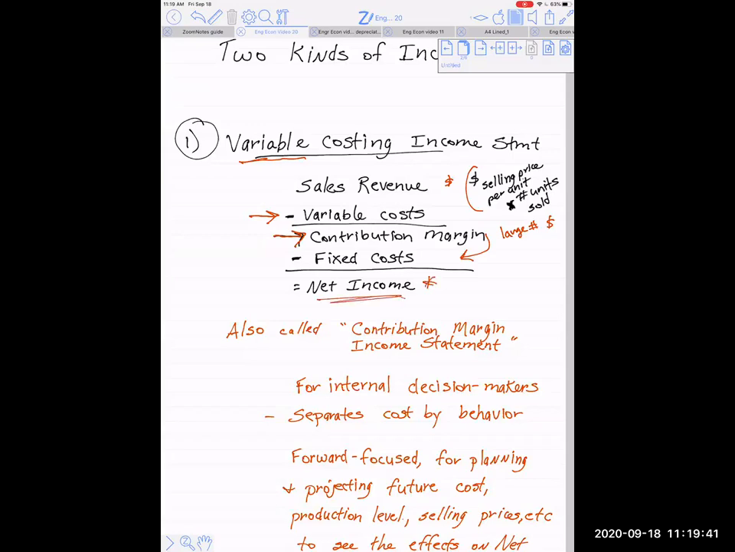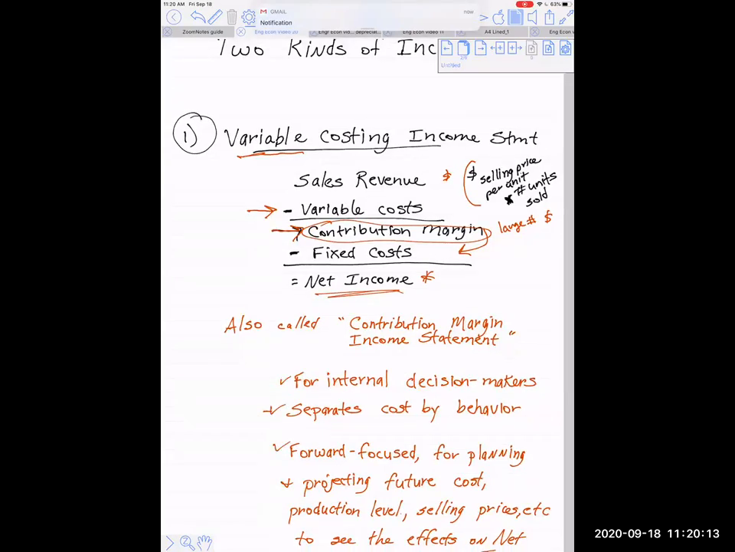This format is also called a contribution margin income statement because of this major subtotal called contribution margin. This format is used for internal decision makers. It separates costs out by behavior. How do the costs change when volume changes? How do the variable costs change and how do the fixed costs change? It's forward focused. It's used for planning or projecting future costs based on changes in production levels, selling prices, etc., to see the effects on net income.